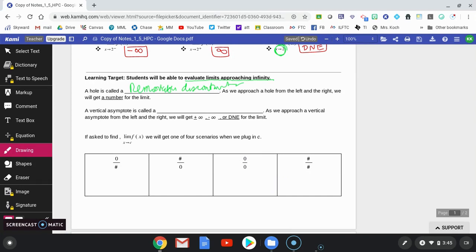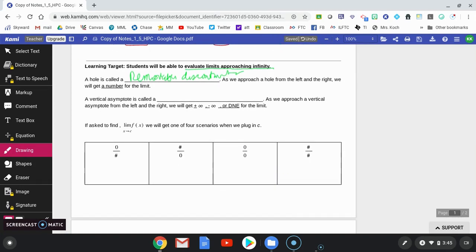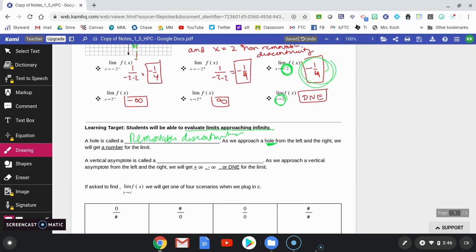Excuse my handwriting on this tablet. Now notice as we approach a hole from the left and the right, we actually got a number for the limit, as evidenced in the warm-up. A vertical asymptote, though, is called a non-removable discontinuity. As we approach that vertical asymptote, you'll notice that in this case we got does not exist. Sometimes we'll get does not exist, but if both from the left and the right had approached the same sign infinity, then we would have gotten either positive infinity or negative infinity as an option. So watch for those options.